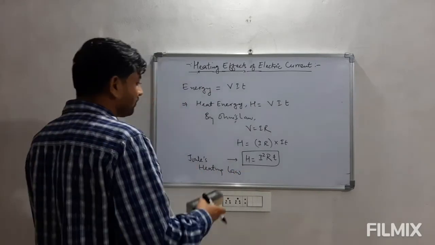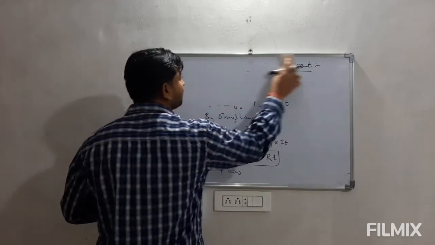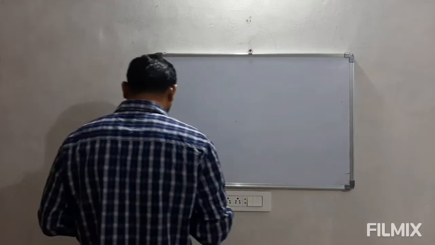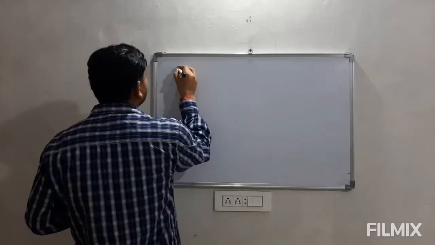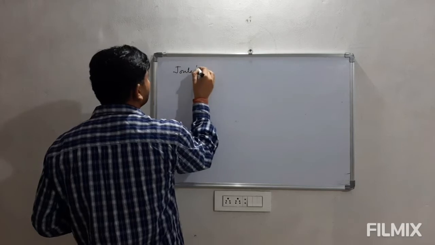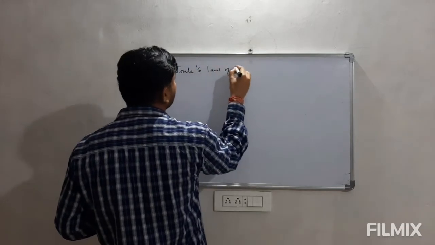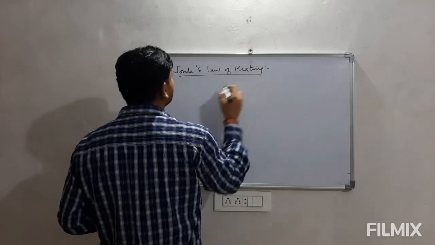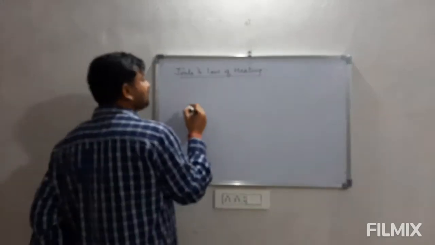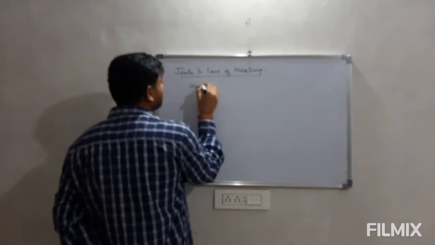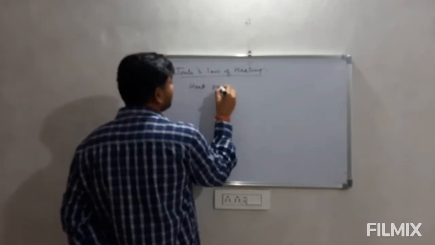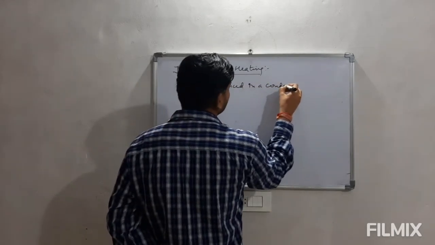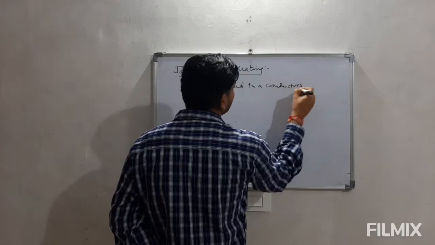So let us come to this law now. This is a really important rule given by Joule, Joule's law of heating. Clearly it is related to heat dissipation. The heat produced in a conductor depends on certain things.